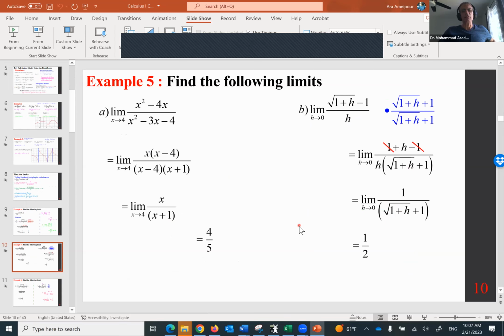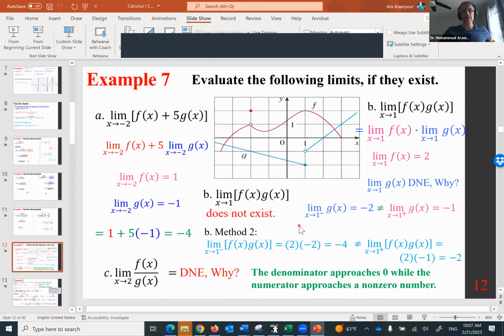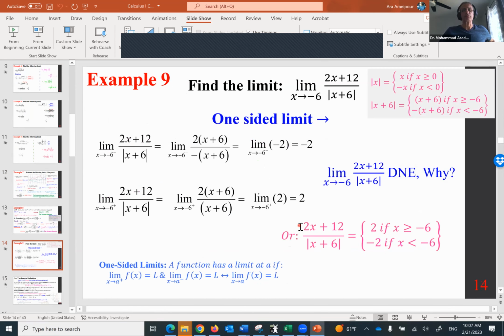And in these two cases, we end up with 0 over 0. The first one requires factoring, the next one conjugate. In this one, the first one gives us the answer. The second one, LCD, does the job. In this case, we use the limit laws to get to the answer. In this case, we use the squeeze theorem. And the squeeze theorem is extremely important, and so is the way we approach it. One-sided limits will help us get to the answer, which is there is no limit.